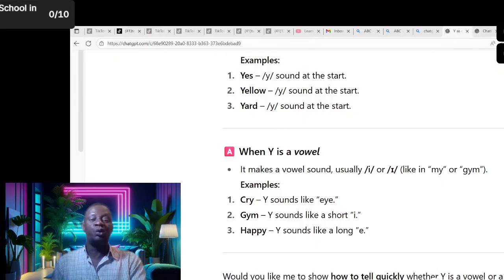Example number two, we have gym. In gym, Y sounds like a short I. Gym, okay? Now, number three, happy. You see, it sounds like a long E. Happy. Y sounds like a long E.